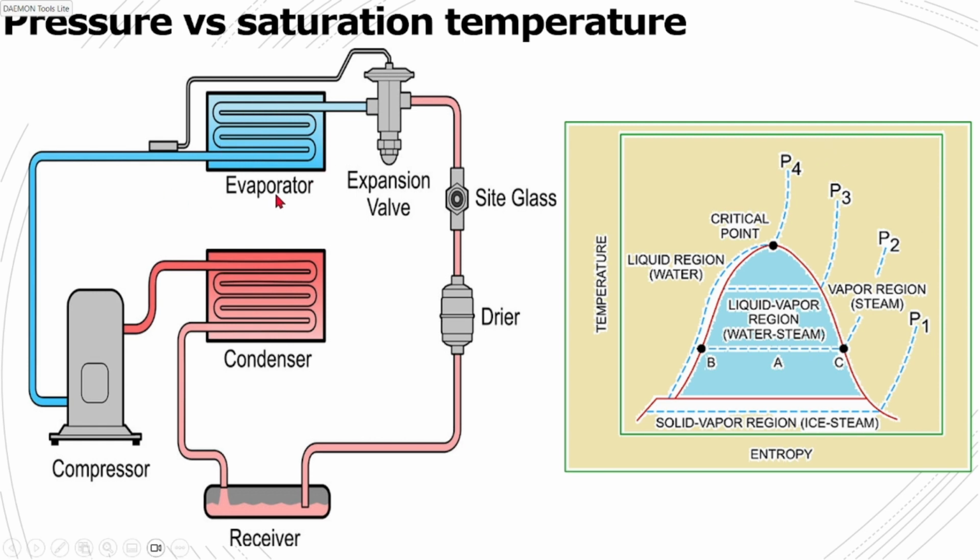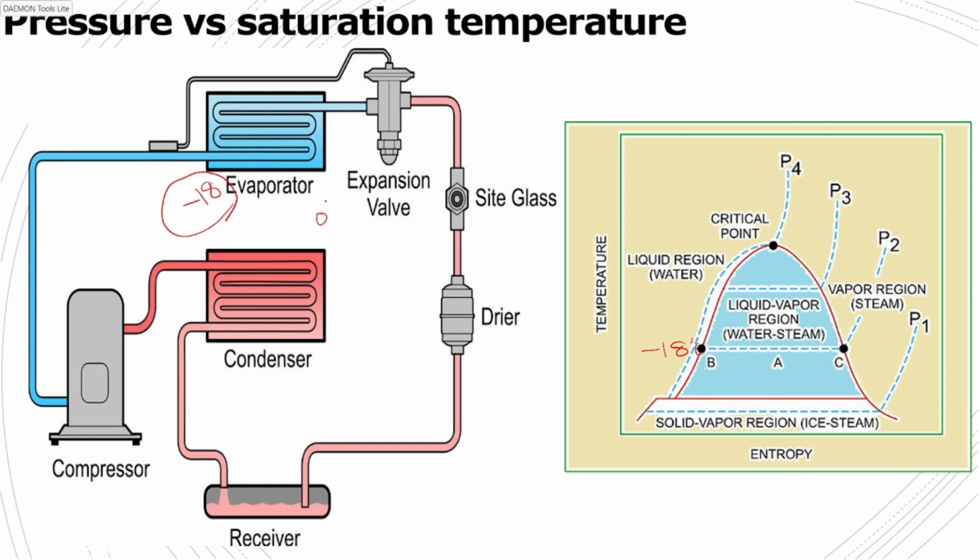So if you want to maintain the temperature of the room, let's say at minus 18, which means the refrigerant must boil off. It should start to deal with its latent heat at minus 18. So there will be a corresponding pressure for that particular refrigerant where it maintains this latent heat at minus 18. Let's say this P2 pressure is where that refrigerant maintains minus 18 degrees Celsius.